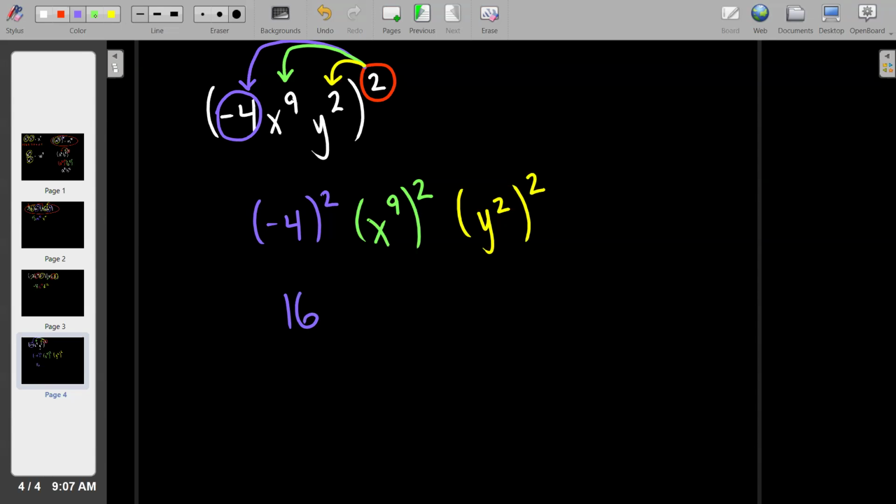What is the answer to the green one? You may not have been able to answer this 20 minutes ago, but every one of you should now. X to the 18. We know now to multiply when it looks like that. And what is the answer to the yellow one? Y to the 4th. Okay.